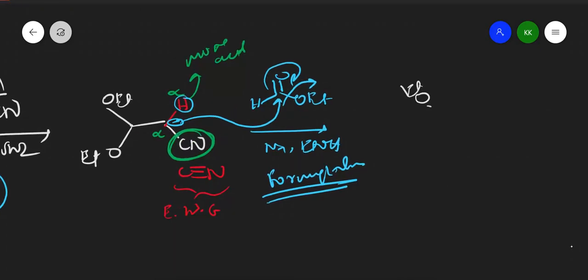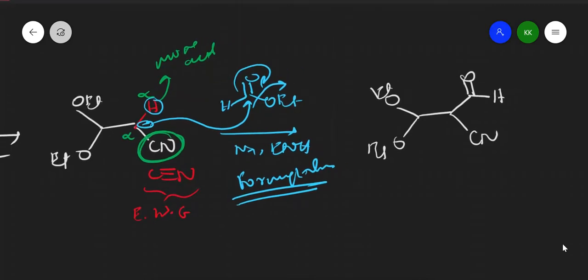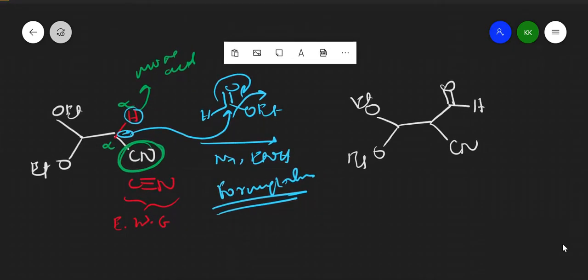Here I have OEt, again OEt, now CN here, and now C=O with H we will get. We get the aldehyde. So this kind of reaction we call formylation.